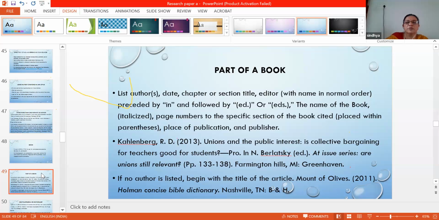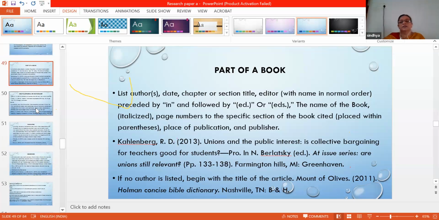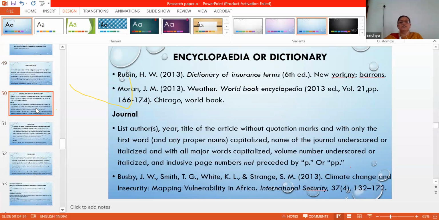So this is the format when you quote or cite a part of a book, a chapter of a book, or an edited book. You can use this format. When you use an encyclopedia or dictionary, you can also use this format. That is, you go through this list.